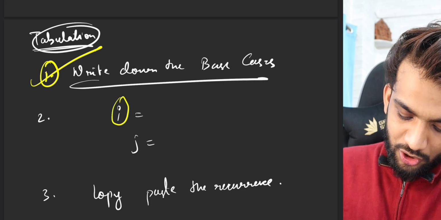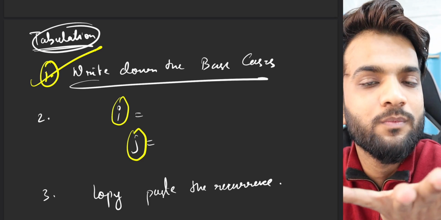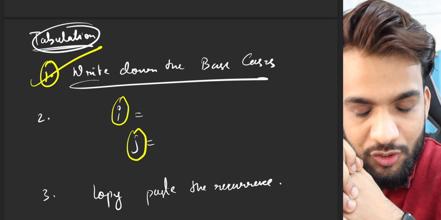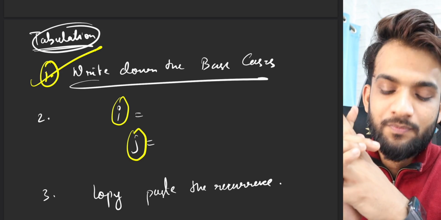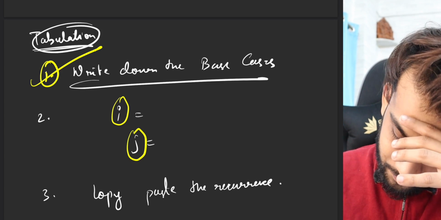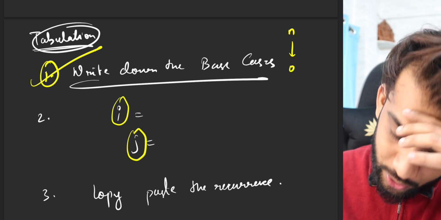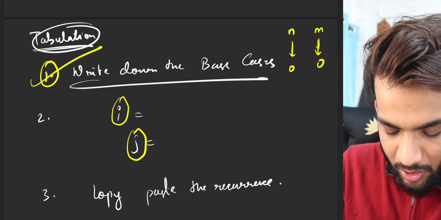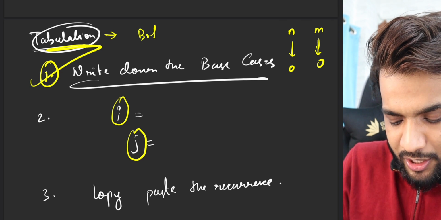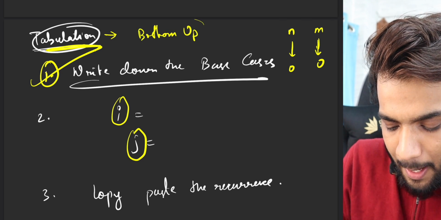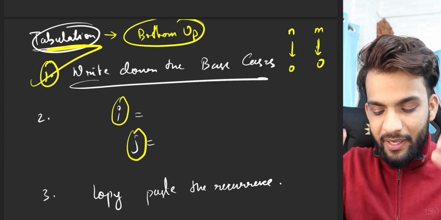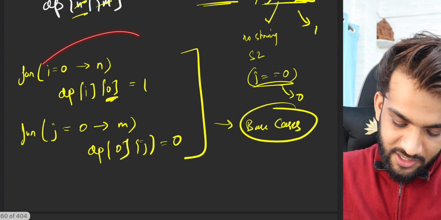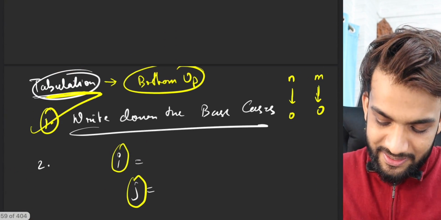Next, write down the changing parameters. We definitely know the changing parameters are i and j. Where are the parameters changing? For i, from n to 0 is what you went. For j, from m to 0 is what you went. What is tabulation? Tabulation is bottom up. You write the base case. Yes, you write the base case. So the base case has been written.